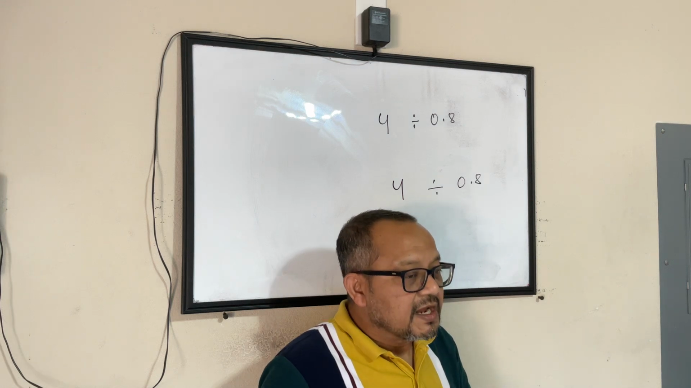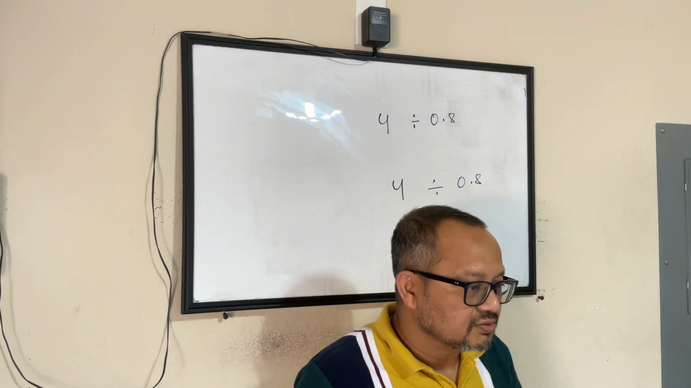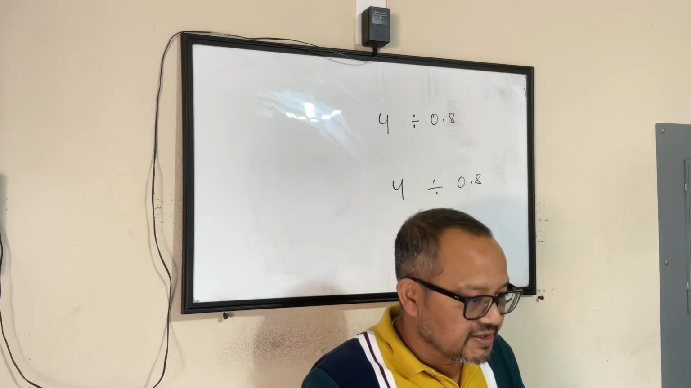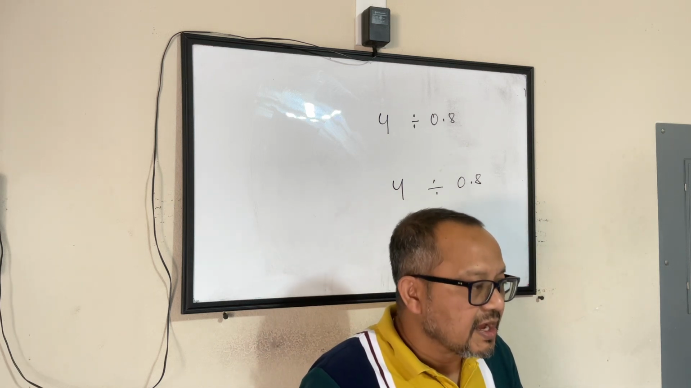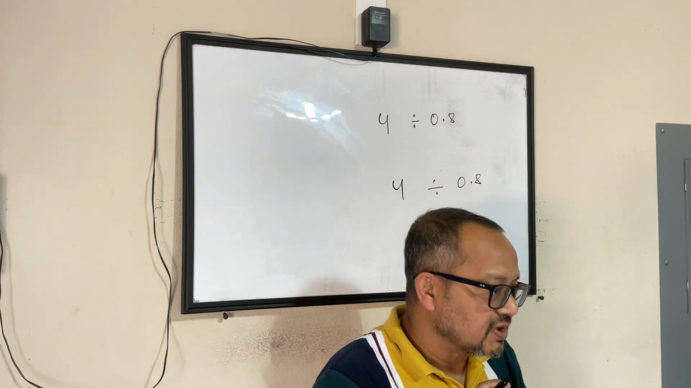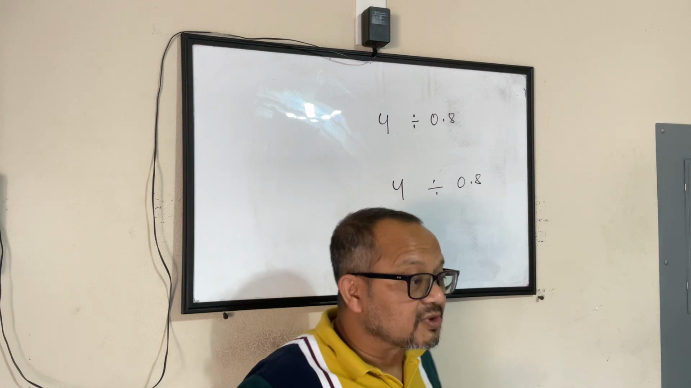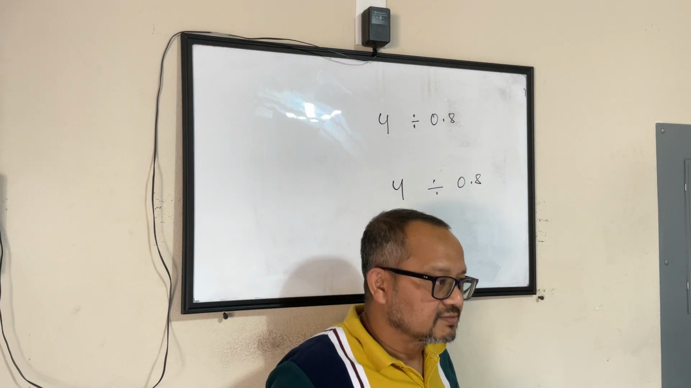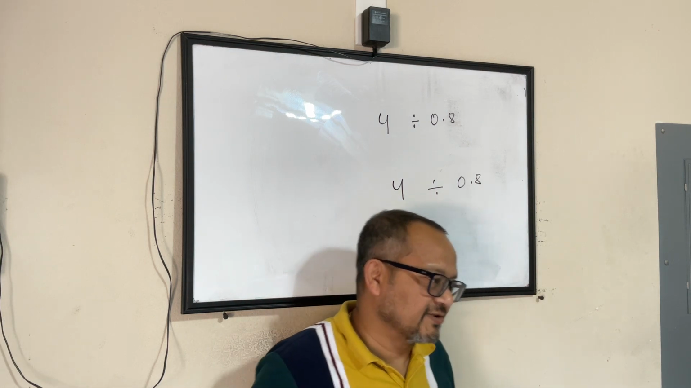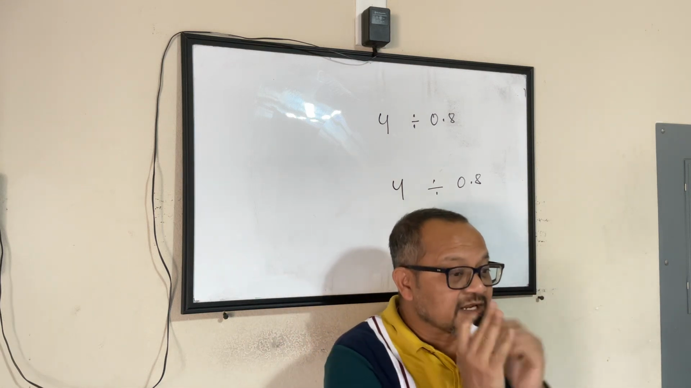Now, when we try to do multiplication, what did we do? We ignored the decimal and we did this, right? In case of division, there is a slightly different approach. And that is, you have to match the number of decimals. So, when you are doing division, you have to match the number of decimals.